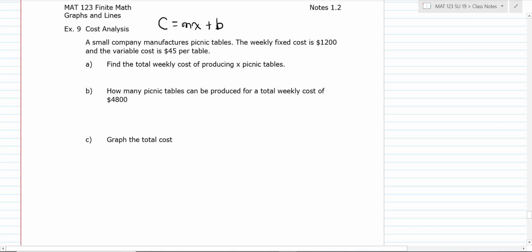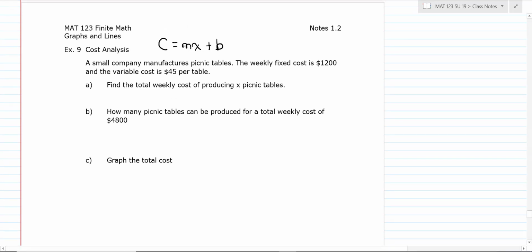So in this particular problem, a small company manufactures picnic tables. The weekly fixed cost is $1,200 and the variable cost is $45. Well, okay, all you got to know on this is the structure. The fixed cost goes there. So that's your $1,200. The variable cost, which is $45 per table, goes there. So the variable cost is like a slope. So your equation is going to be C equals 45x plus 1,200. So that is your cost function then.